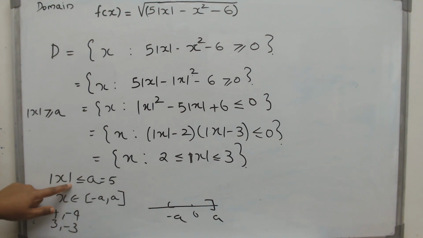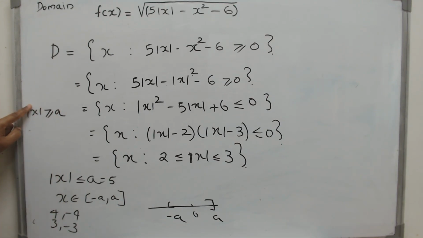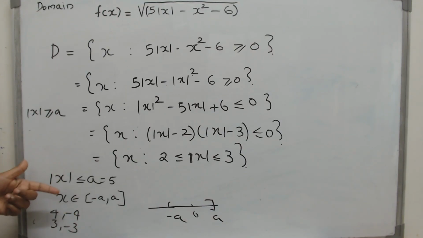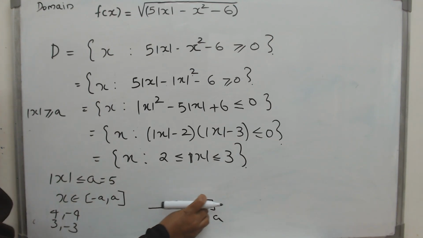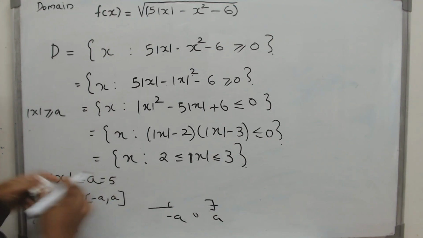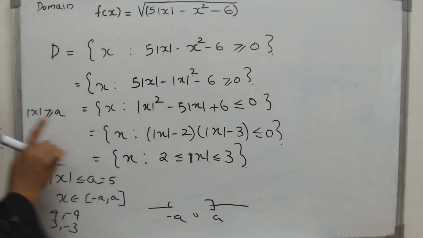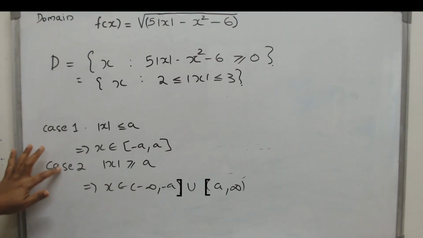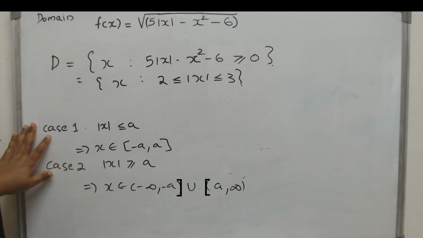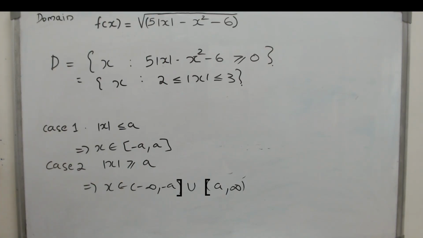Modulus of x less than or equal to a, if this is your answer, the inequalities are complements of each other, which means what? The solution set will also be the complements of each other. From the entire number line, just remove the solution set that you see here. Then you get the solution set for this. So now we are going to combine both of these conditions but for different a.